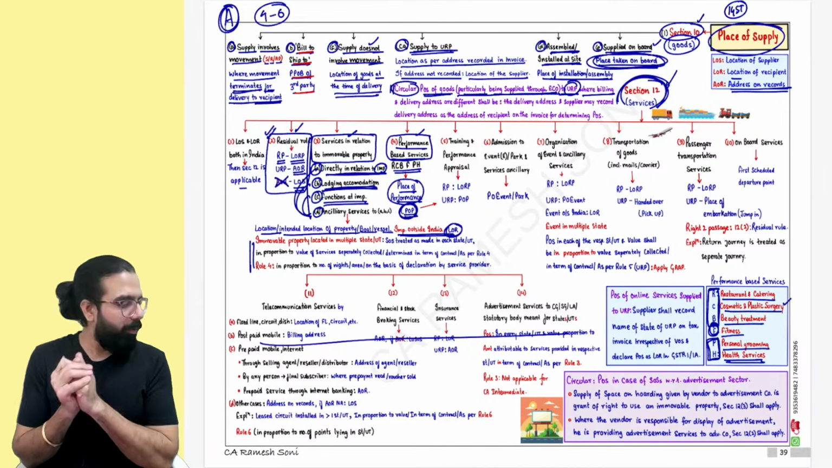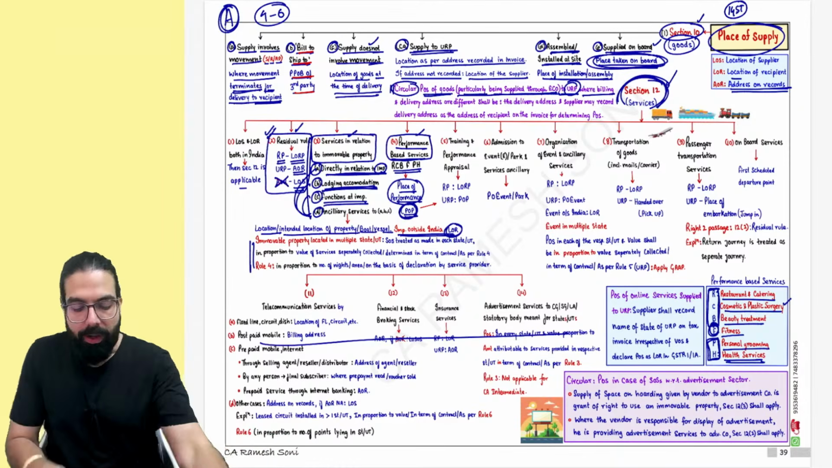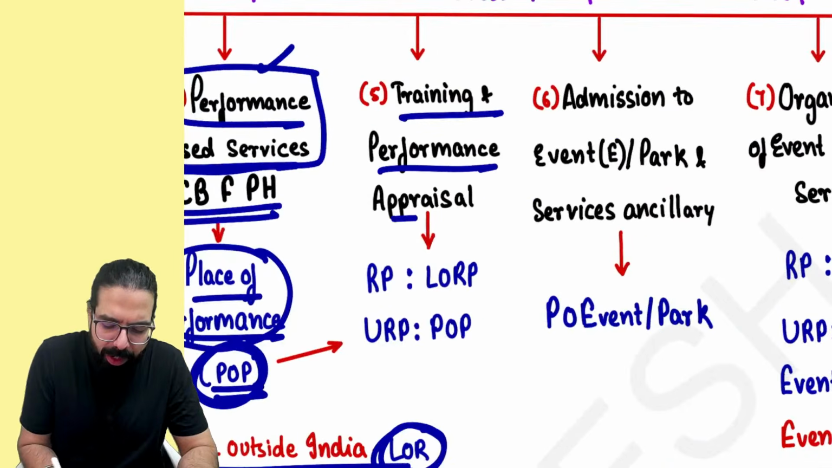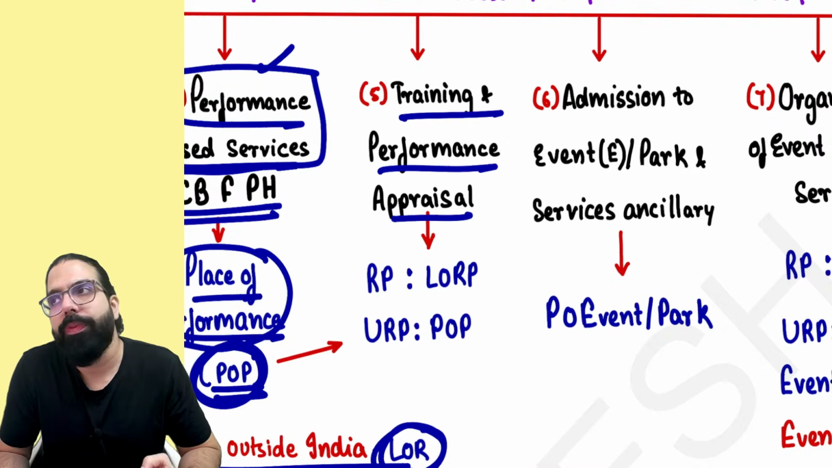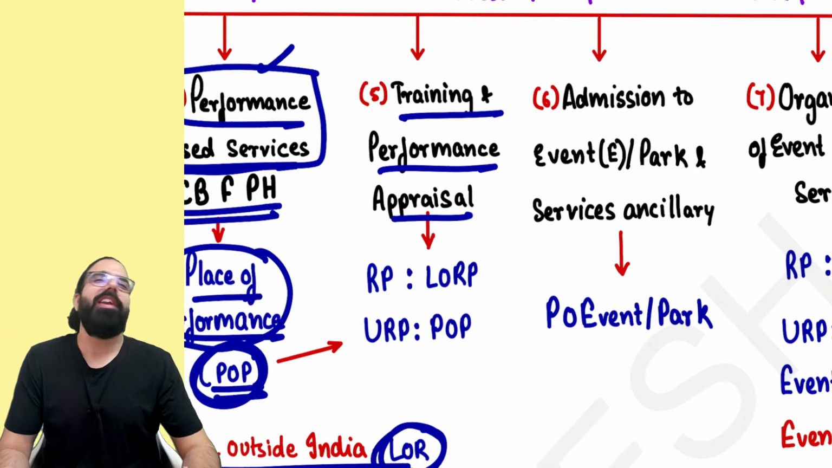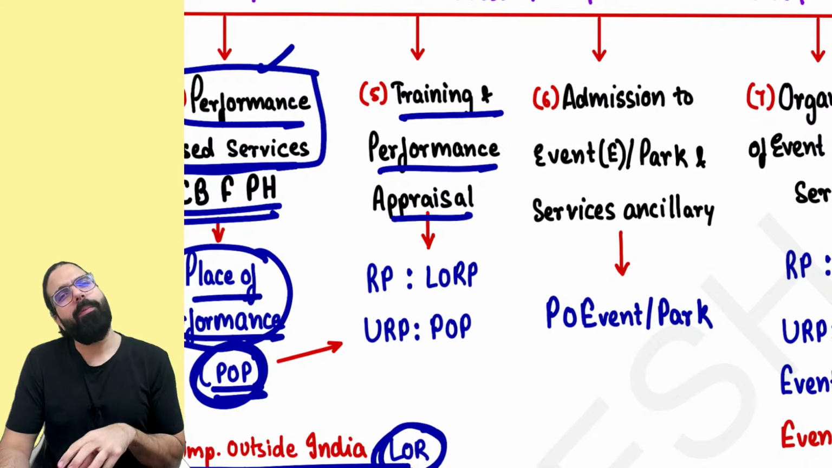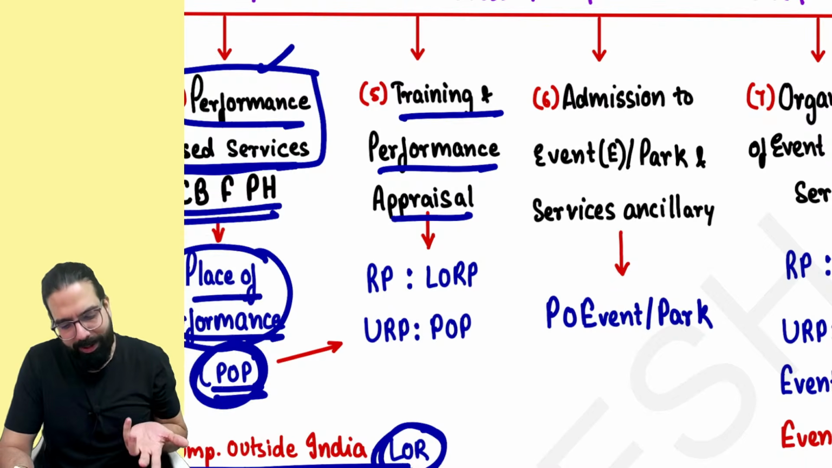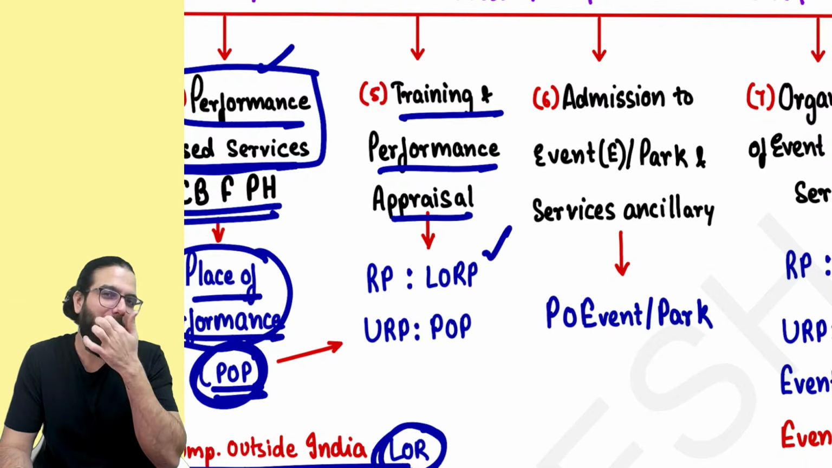Now, the next service which we are going to talk about is training and performance appraisal. For an example, I've been called for a training by a company which is registered in Delhi. What is my place of supply? I'm from Karnataka, went to Delhi and gave the service. Place of supply is Delhi because of the location of the registered person.